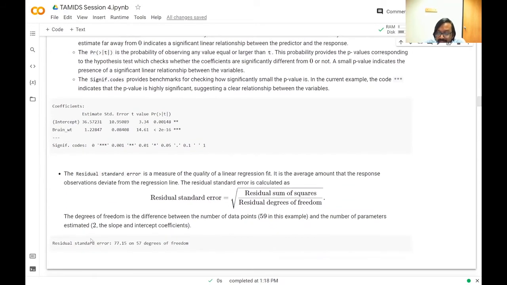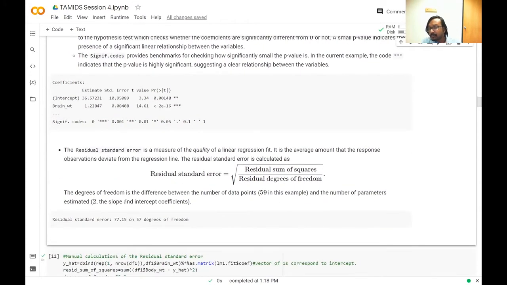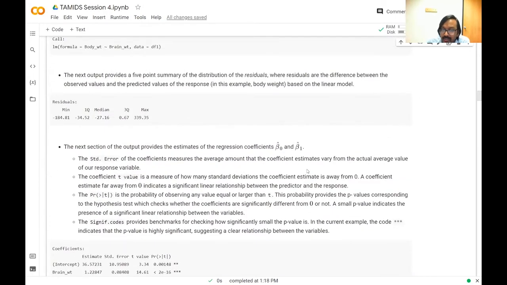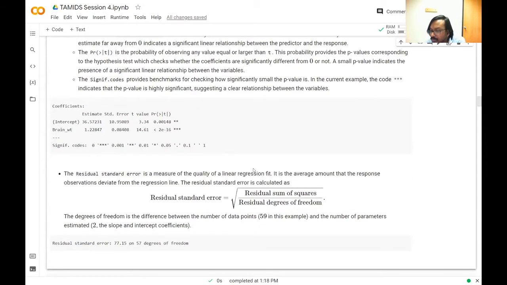Next, we look at the residual standard error. The residual standard error is a measure of the quality of this regression fit. That means, on average, how much do the actual response observations deviate from the linear fit, from the regression line that we are using to summarize the overall pattern? It's given by a formula: the square root of the residual sum of squares divided by the residual degrees of freedom. What is the residual sum of squares? Well, we talked about residuals earlier. We take the actual observations and subtract the predicted values of the response variable.